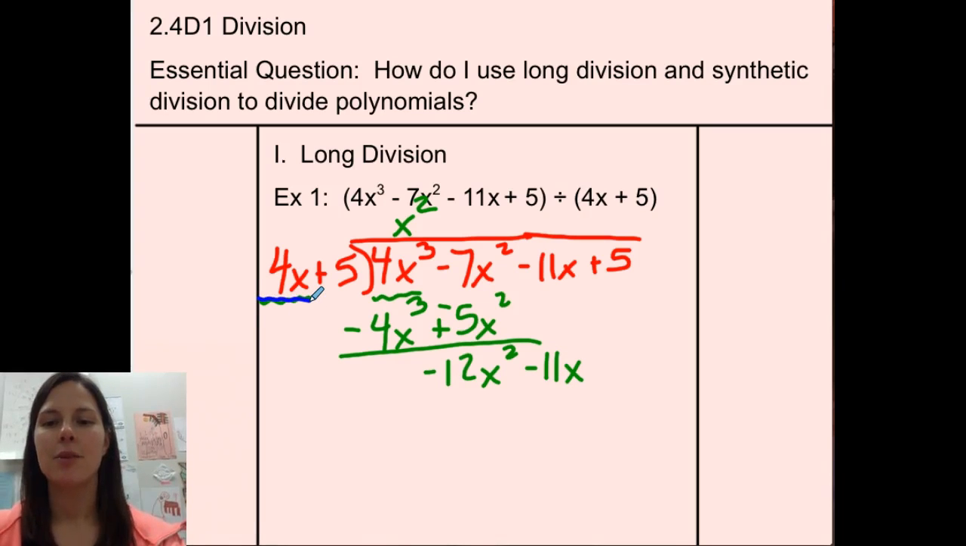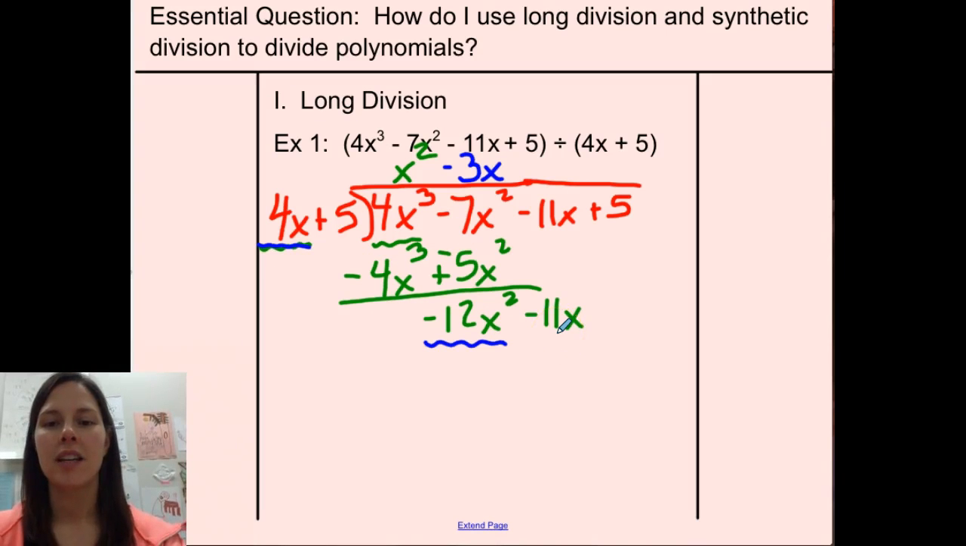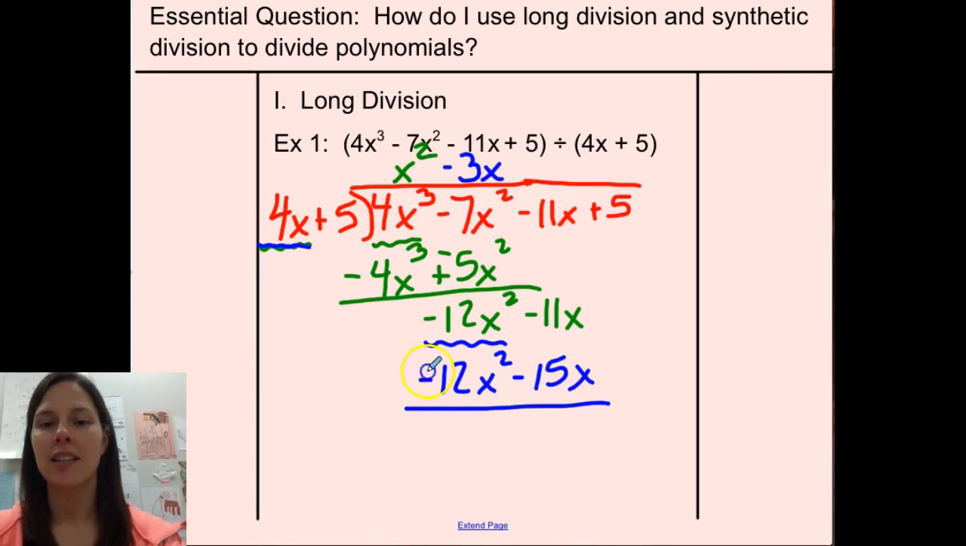4x times what gives us negative 12x squared? That would be a negative 3x. Multiply that negative 3x by both terms on the outside. Subtract, again distributing that negative sign is helpful, adding is easier than subtracting. The negative 12x squared plus 12x squared cancels. Negative 11x plus 15x gives us 4x. And bring down the next term.